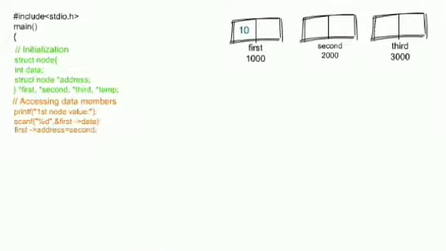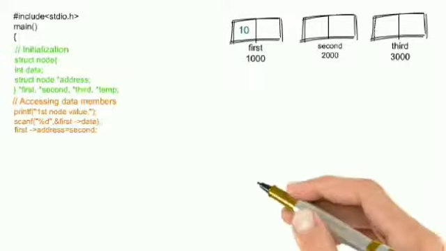In the next statement, first arrow address equal to second. We are linking first and second nodes. First arrow address represents the address field of the first node, which is assigned to the value second. By this, second node's address 2000 is stored in the address field of the first node, and a link is formed between them.